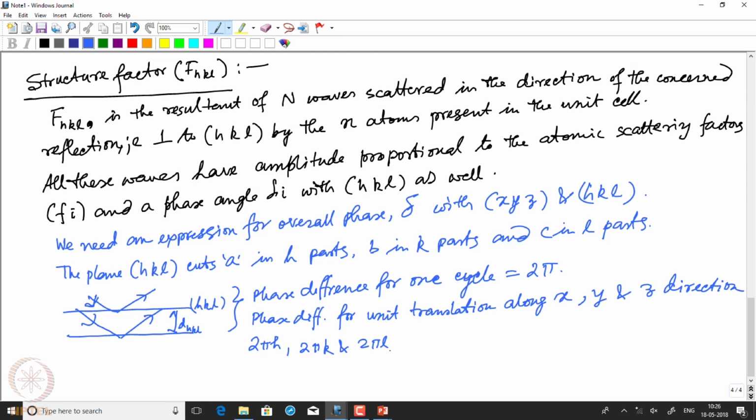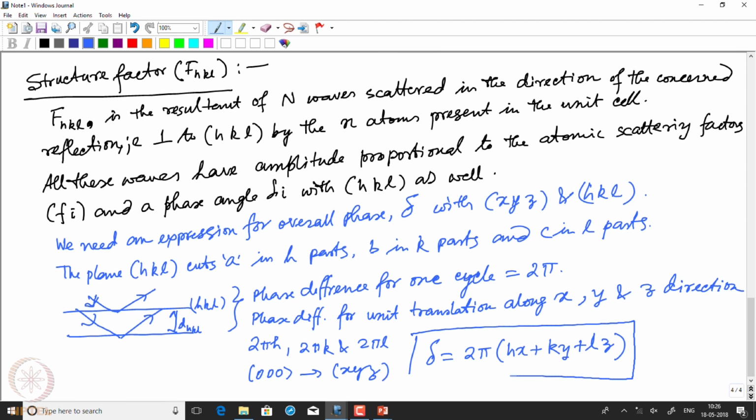So, the phase difference between 2 points 0, 0, 0 and x, y, z is nothing but delta, which is equal to 2 pi (hx plus ky plus lz). This is the expression of phase difference between the sets of reflections from a set of parallel planes with indices h, k and l.